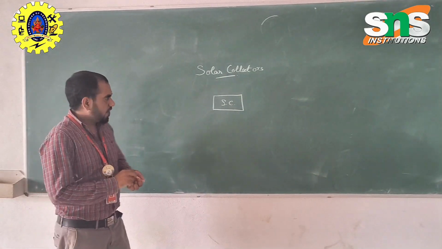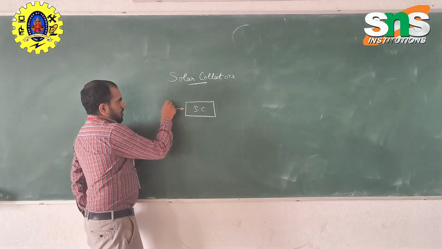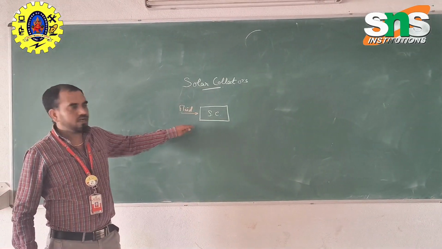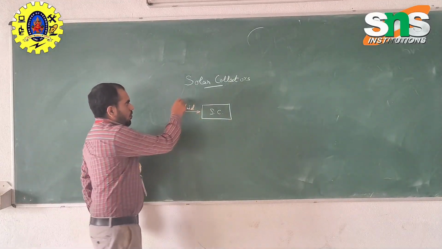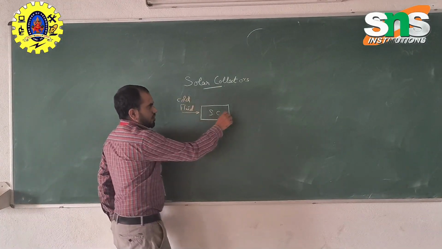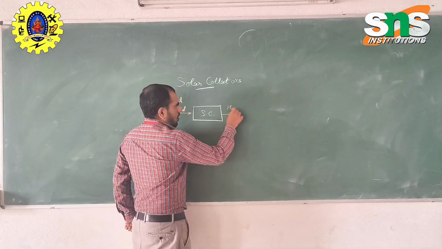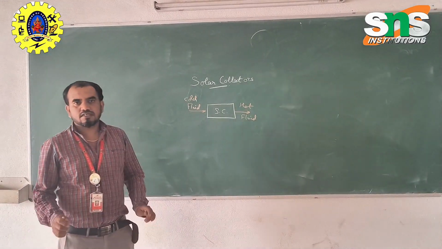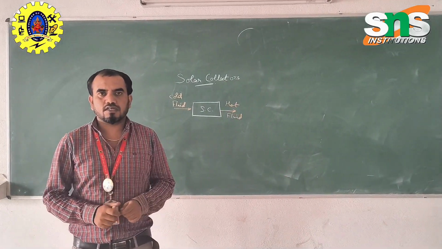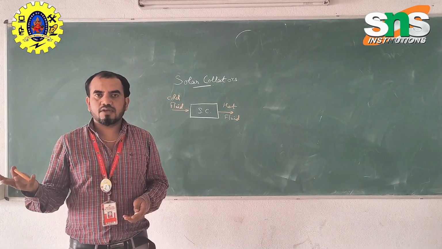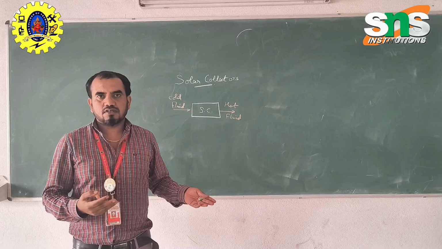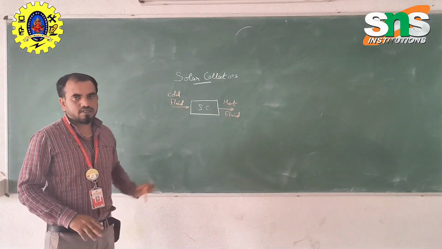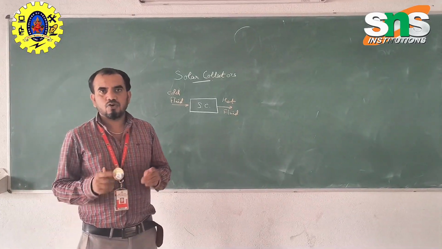When fluid is flowed inside the collector, it will convert the cold fluid into hot fluid. This is the main purpose of a solar collector. For example, a heat pump and everything works under this principle. Solar collectors are majorly classified into two types.